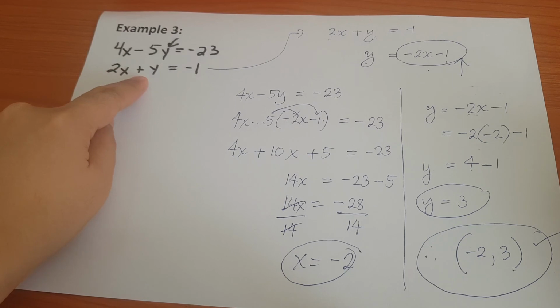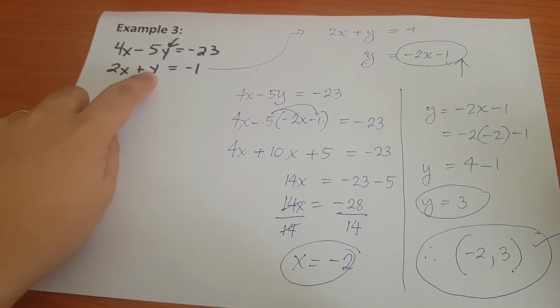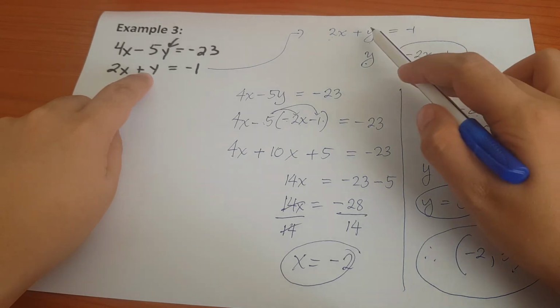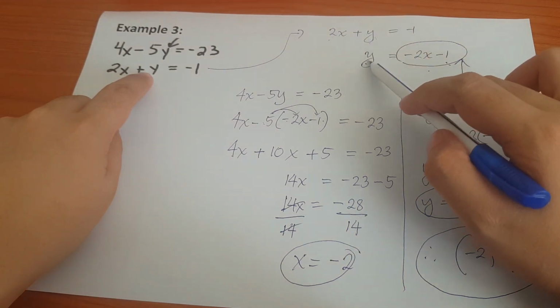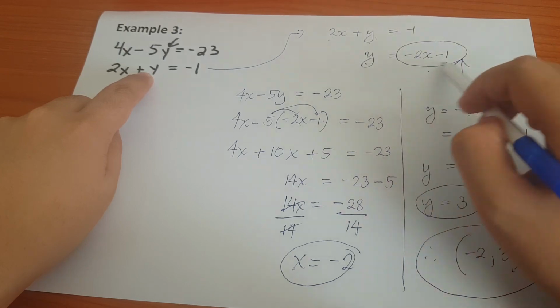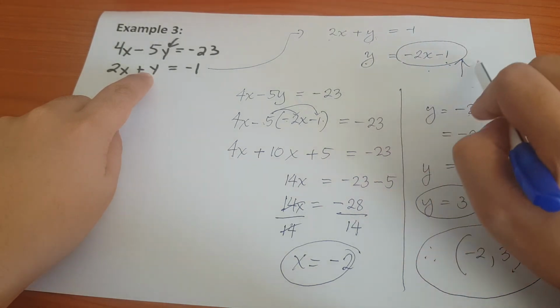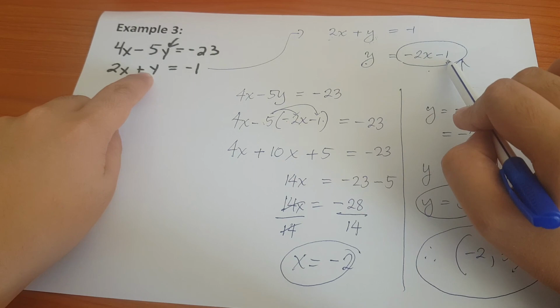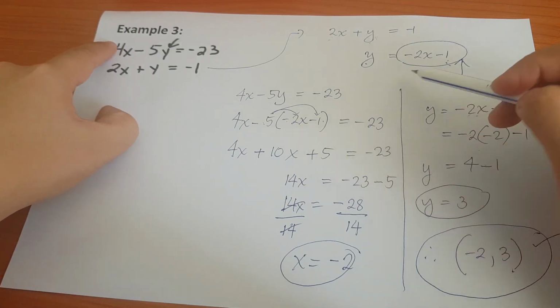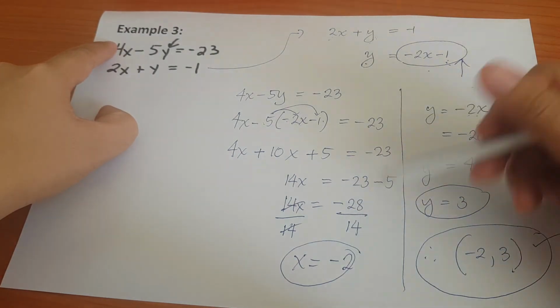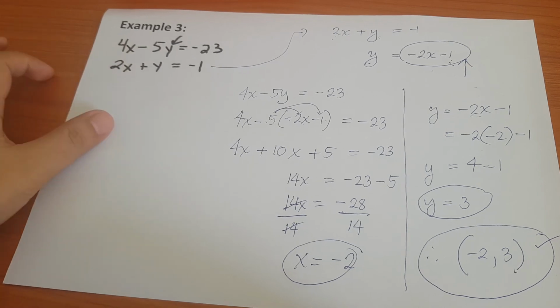You should pick first. You should choose which one is easier for you to solve for the other value. Like in this case, we pick equation number 2, and then we pick y because it is easier to substitute later on. Then once we found this one, we will substitute it to the other equation, and then we will simplify and solve for the values of x and y.